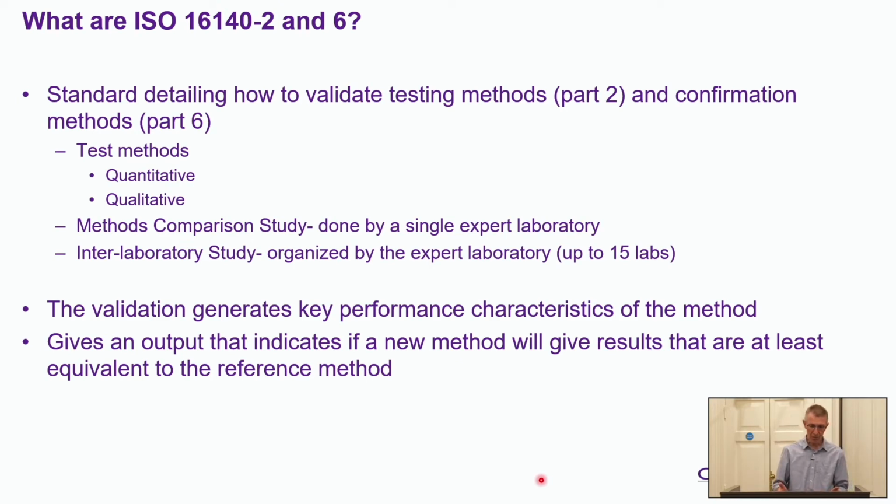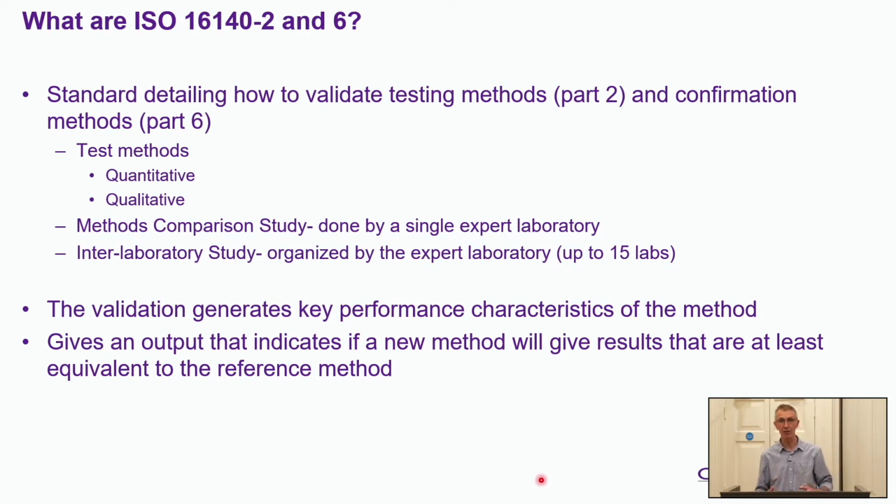So what is 16140 Part 2? And I've put Part 6 in this because Part 6 is basically how you validate confirmatory test methods. 16140 Part 2 is looking at how to validate testing methods and confirmation methods, and it covers quantitative and qualitative methods. It's done in two stages. There's what's called a methods comparison study, and that is done by the expert laboratory in their lab. And it's quite an extensive series of tests.